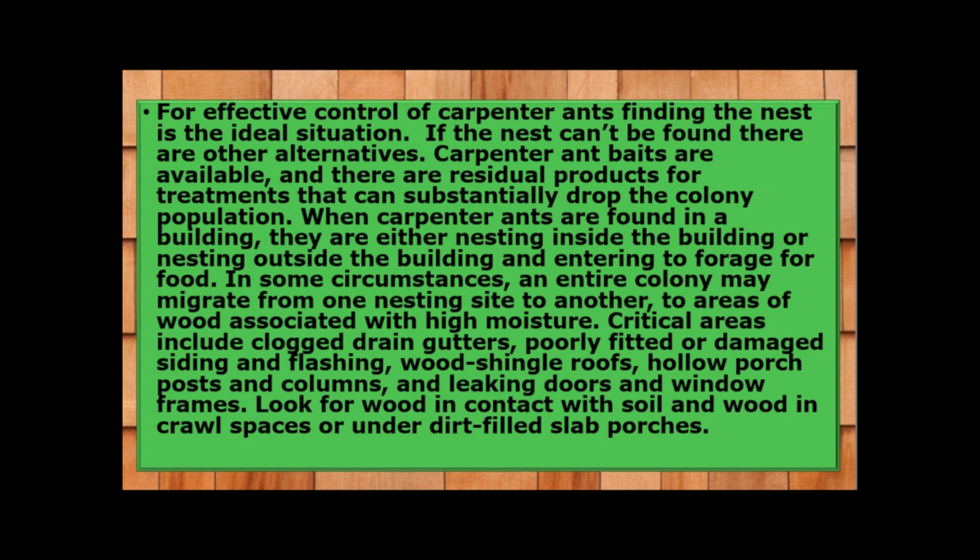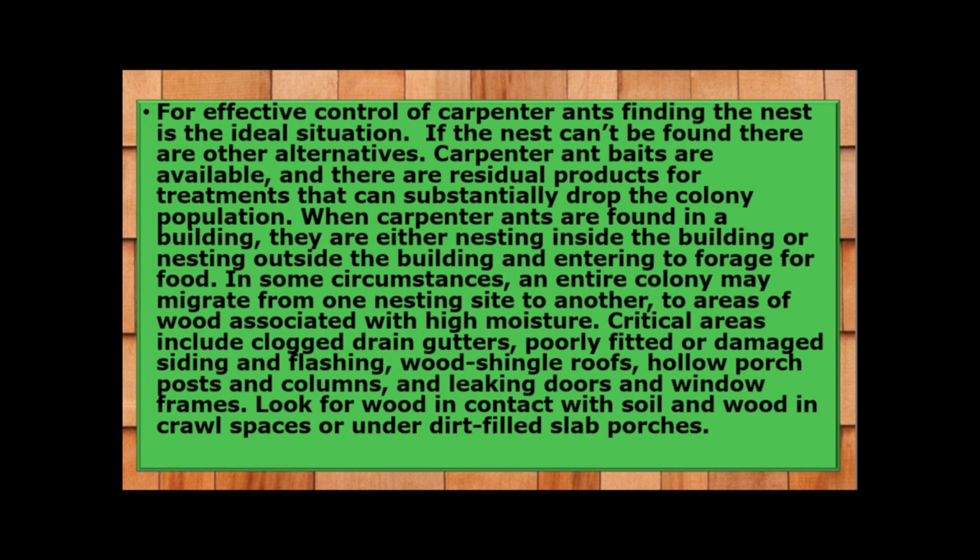When carpenter ants are found in a building, they are either nesting inside the building or nesting outside of the building and entering to forage for food. In some circumstances, an entire colony may migrate from one nesting site to another, to areas of wood associated with high moisture. Critical areas include clogged drain gutters, poorly fitted or damaged siding and flashing, wood shingle roofs, hollow porch posts and columns, and leaking doors and window frames.